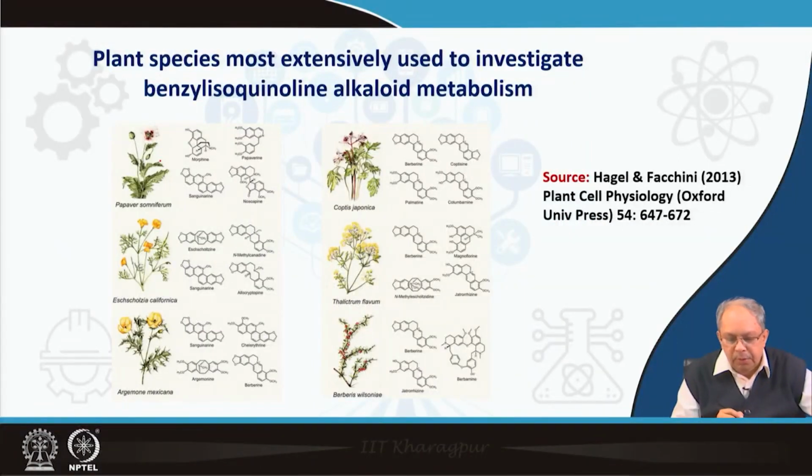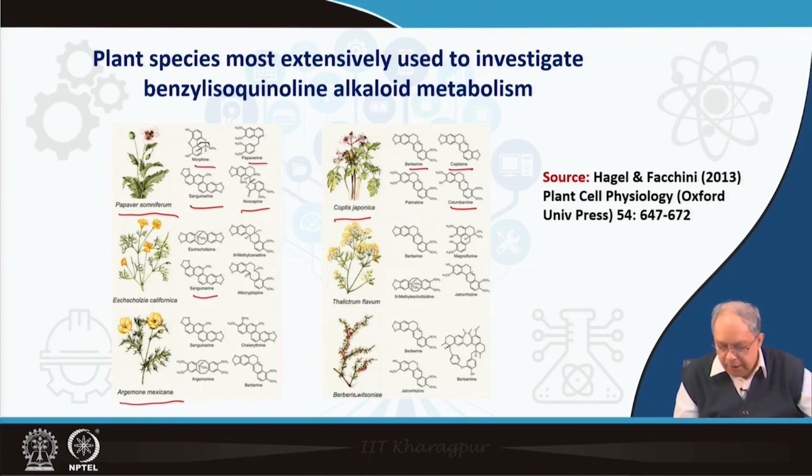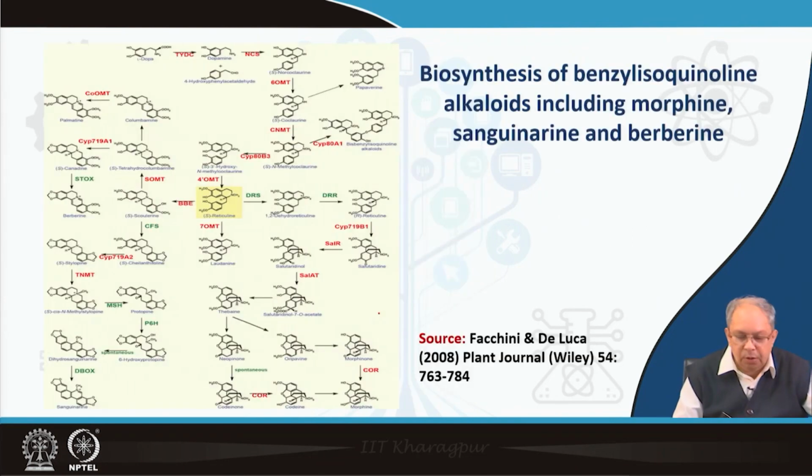So, this is in brief some of the plant species which scientists explored for pathway discovery. One important is Papaver somniferum, that is opium poppy, and from here different alkaloids are formed. Similarly, Eschscholzia californica, that is called California poppy. That is a good source of sanguinarine. So, that has also been explored. This is Argemone mexicana. This is Coptis japonica, that is a good source of berberine and coptisine. Columbamine, when we talk about this pathway, we will mention this. Similarly, Thalictrum and Berberis, these are important medicinal plants and are a rich source of these alkaloids.